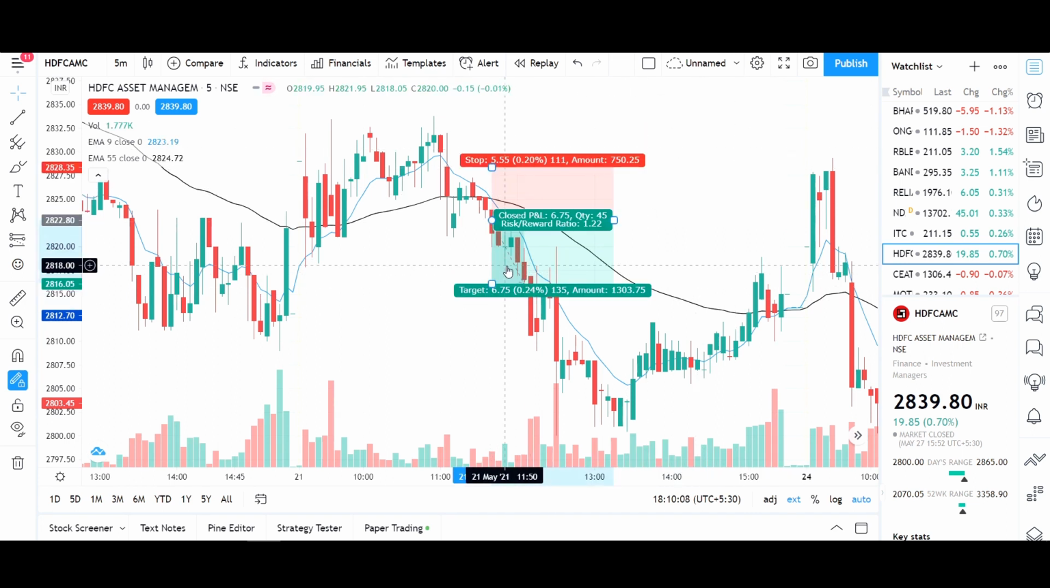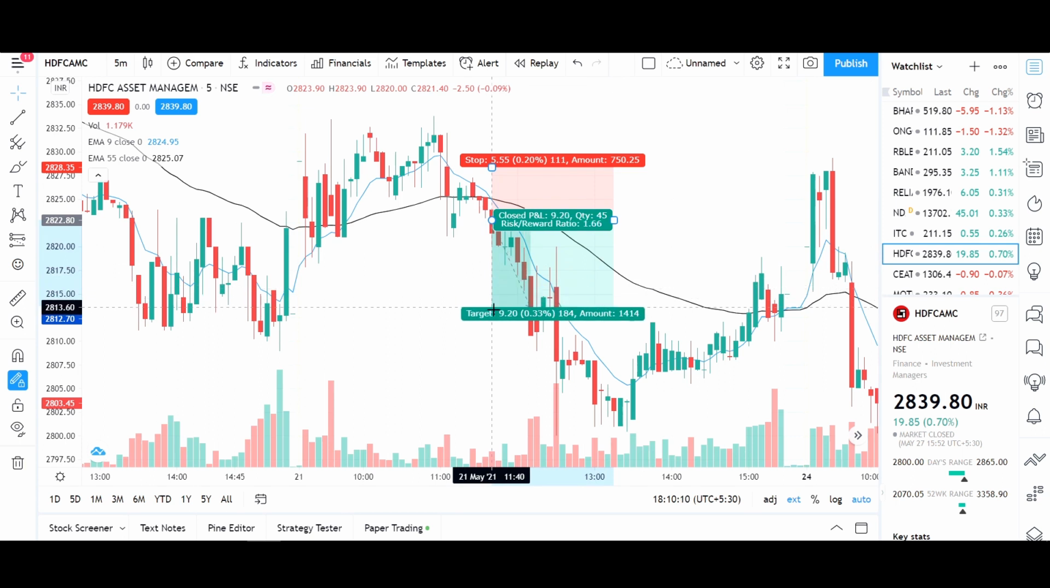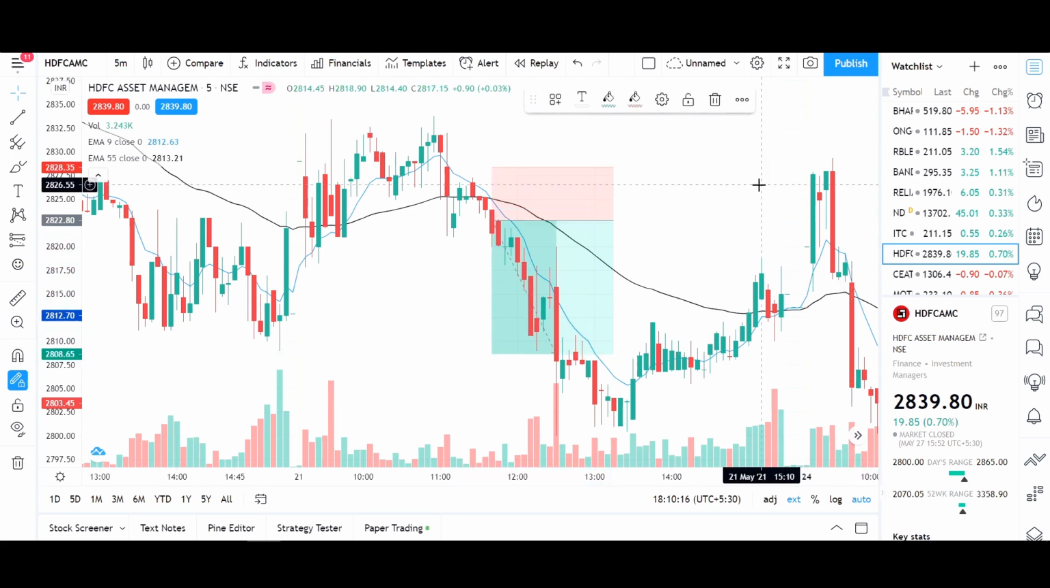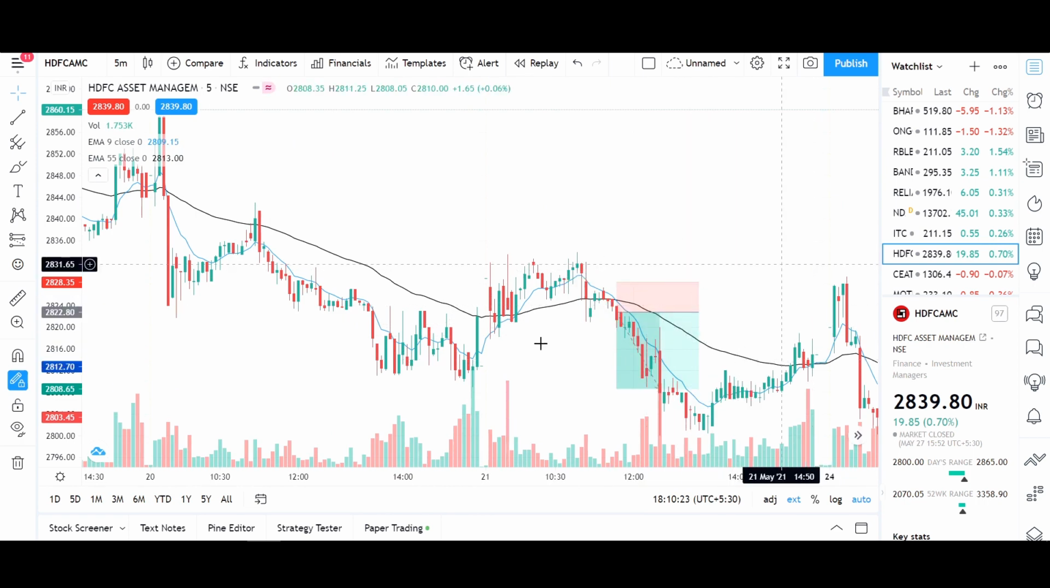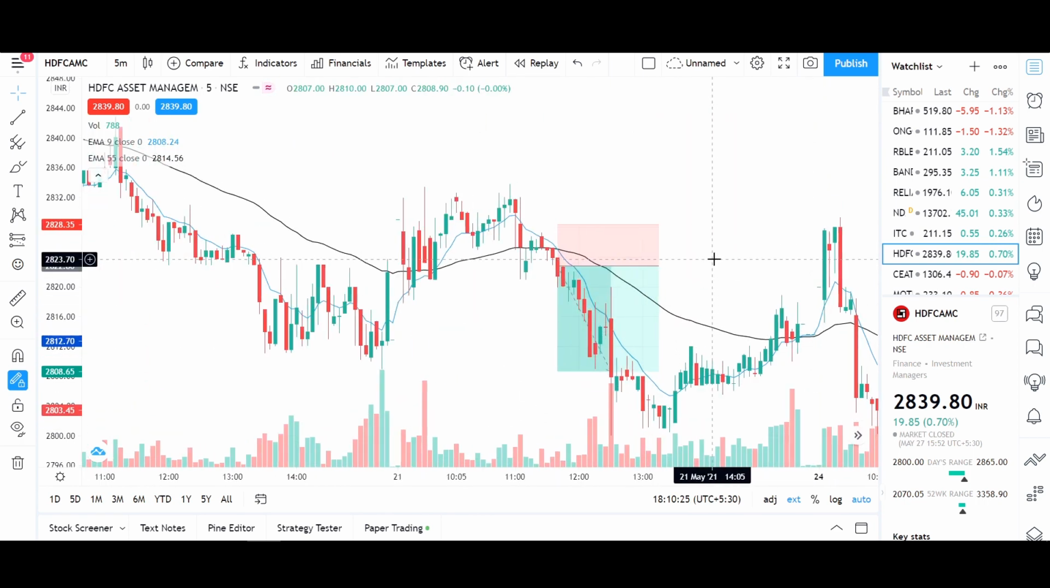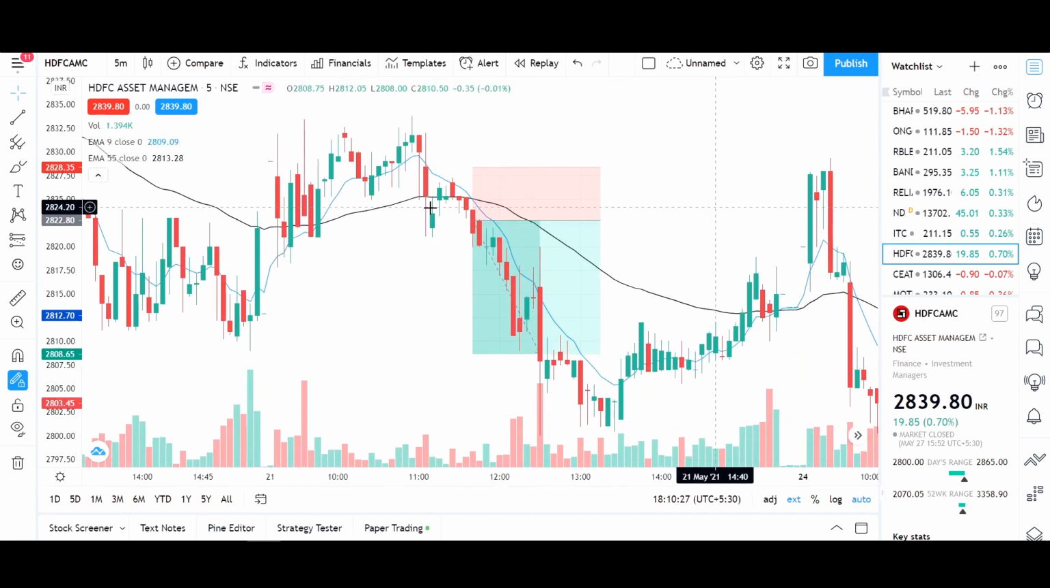And our target will be 0.50%. I prefer a small target, all right, which can be easily achieved using this setup. So I will keep a target of 0.50%. Our risk to reward is also managed at 2.55, and this is how you can take a short trade using the 55 EMA and the 9 EMA crossover strategy.